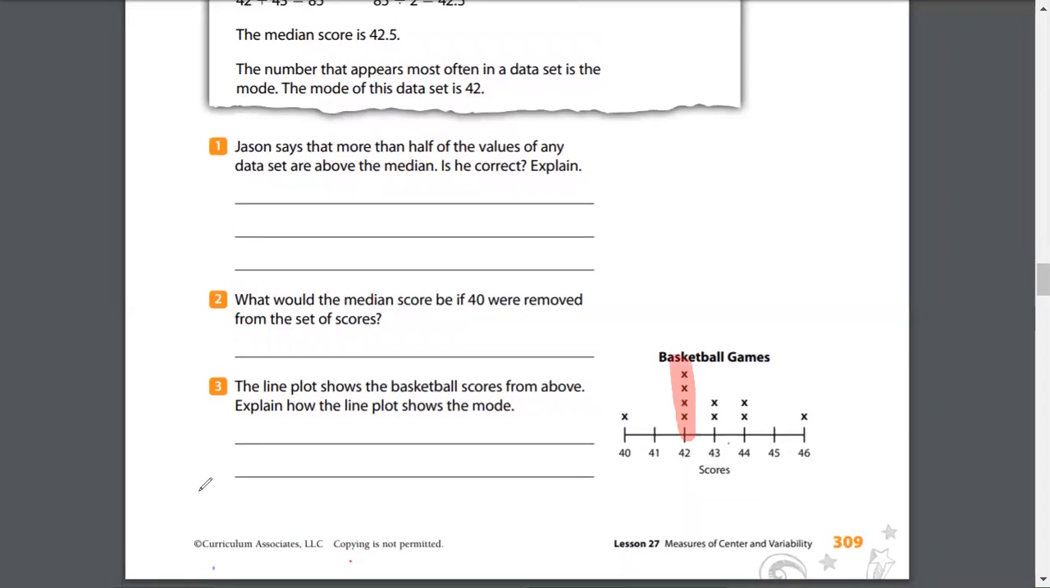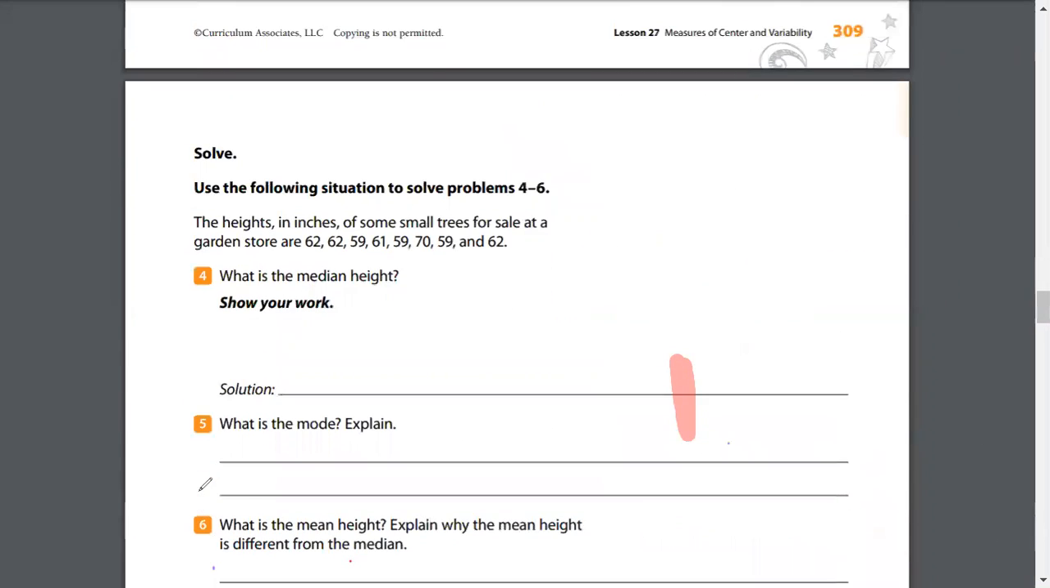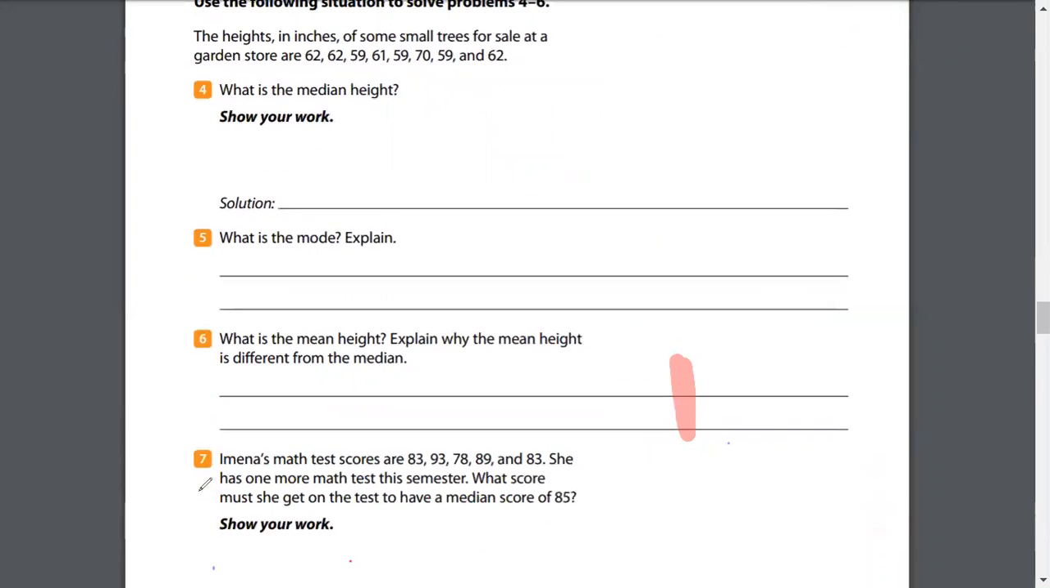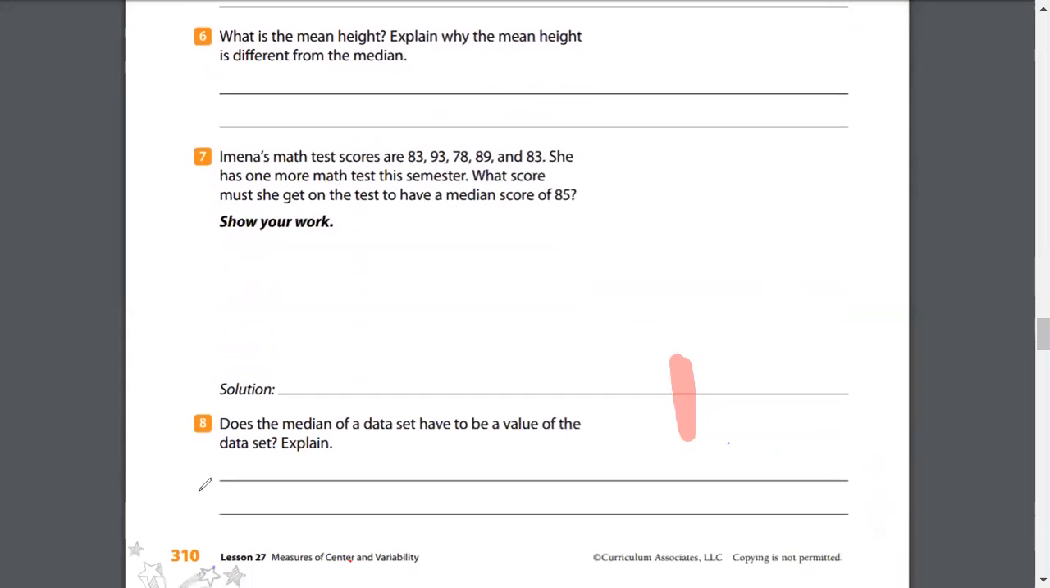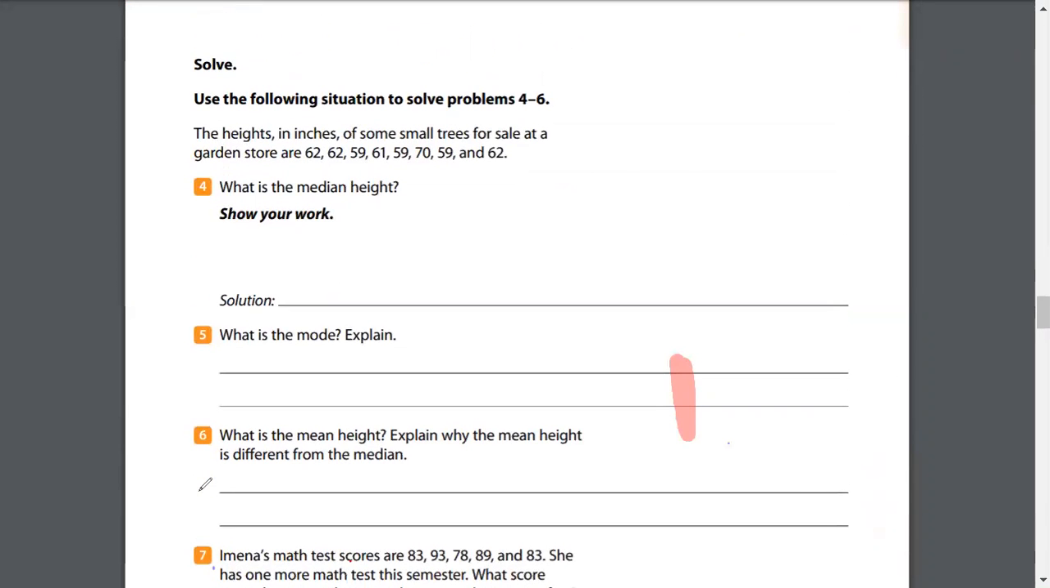And then you guys will be responsible for 4 through 8. So let's just discuss the range right quick.